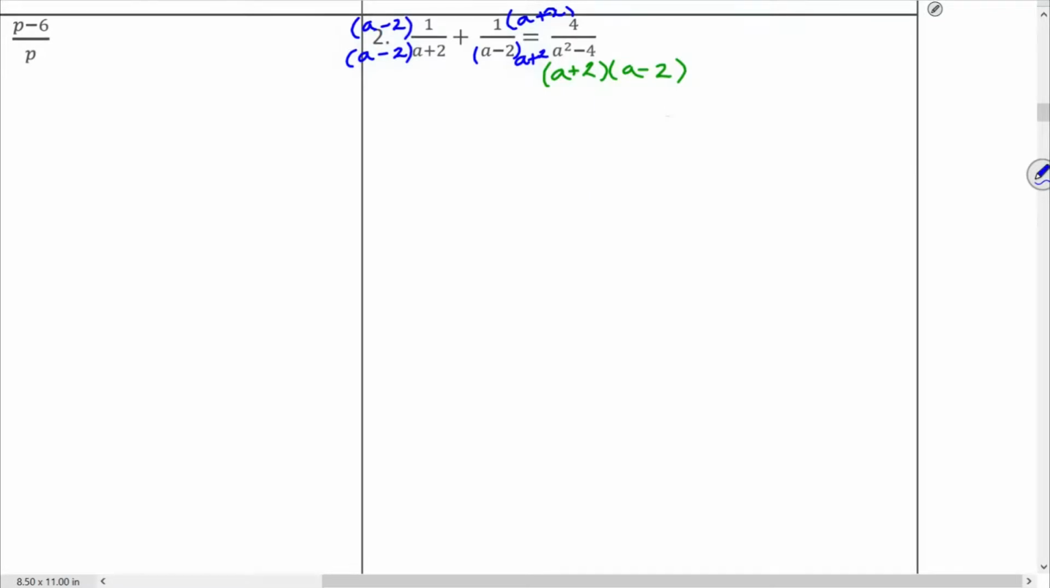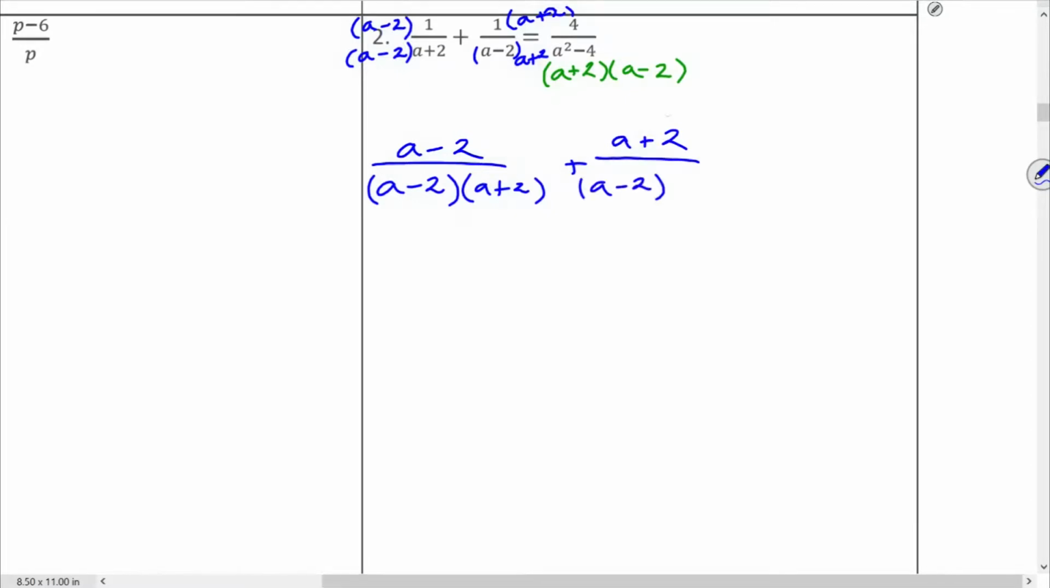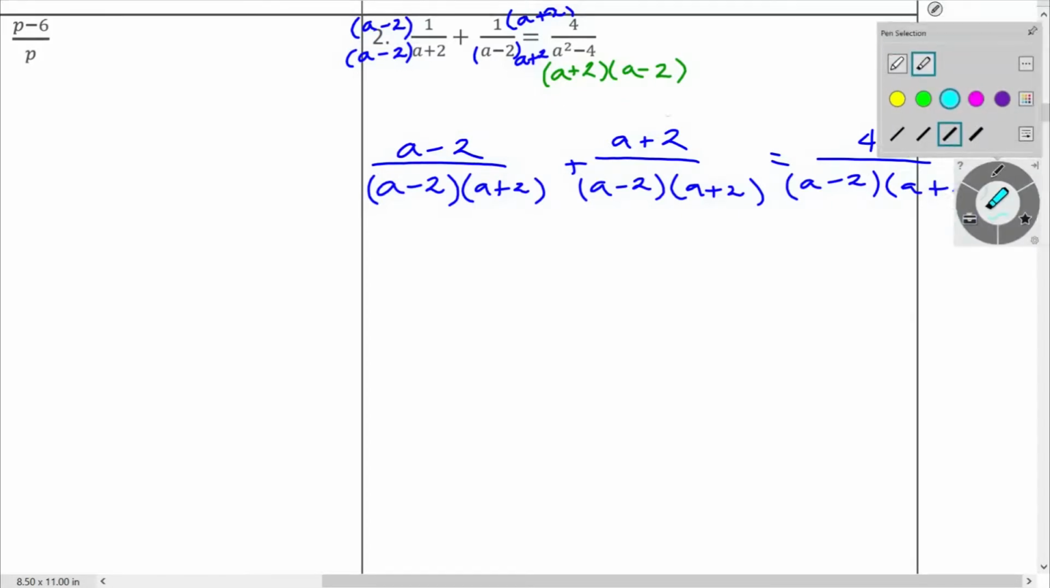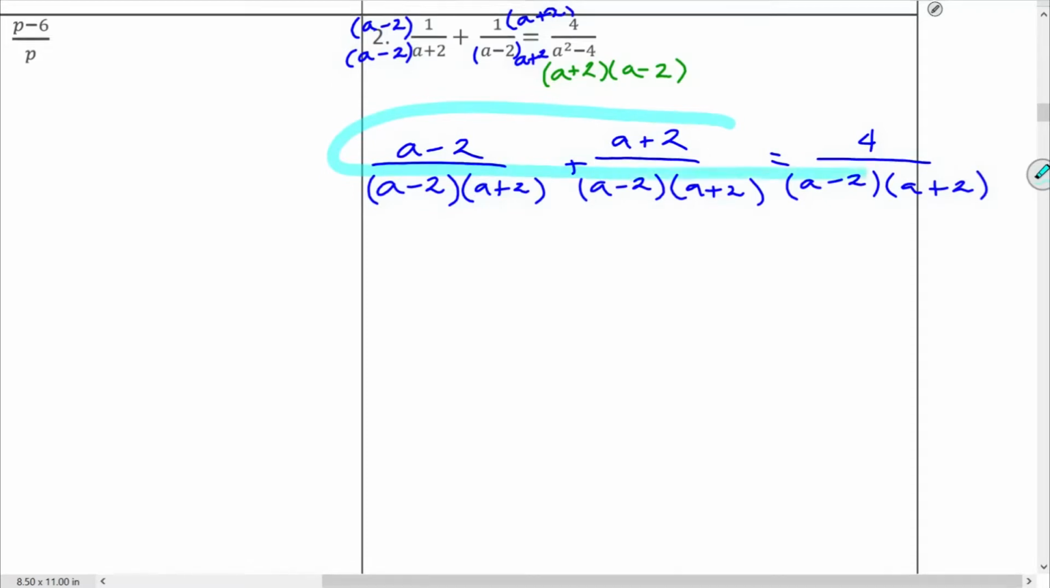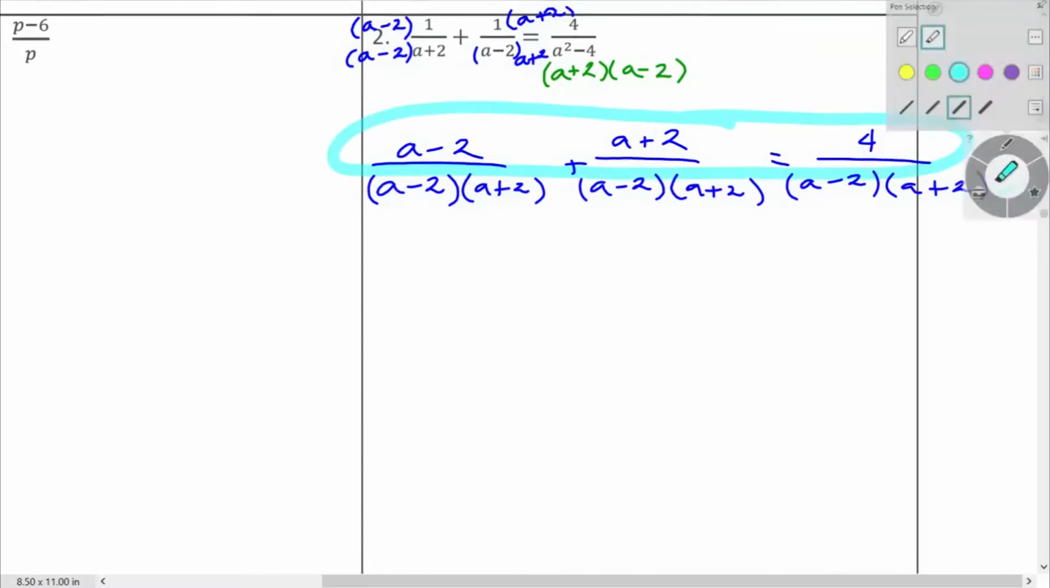So I have the very first term is a minus 2 divided by a minus 2 times a plus 2, plus a plus 2 divided by a minus 2, a plus 2, is equal to 4 divided by, I'm going to switch these around so it's the exact same as the others, a minus 2, a plus 2. So I now have a common denominator, and I will focus on the numerators. When is this true? Because when that is true, then this equation will also be true.